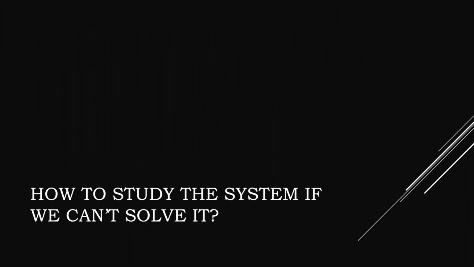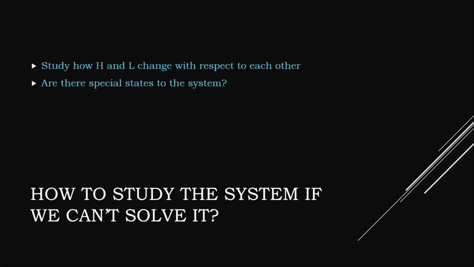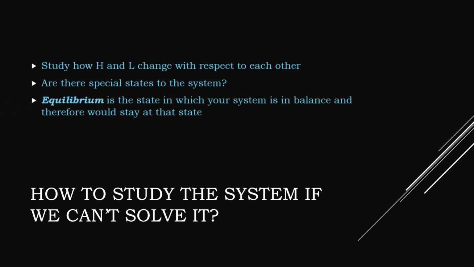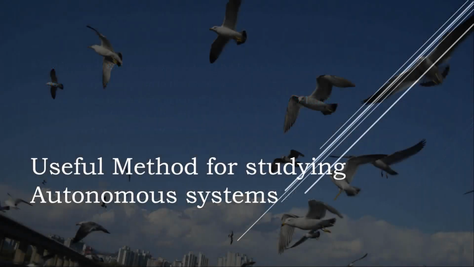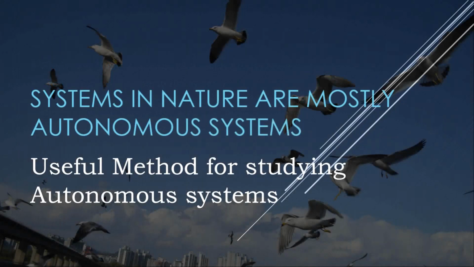Since it is difficult to study how these populations evolve throughout time, it may be easier to study how h and l change with respect to one another. One question we may immediately ask is, are there any special states to the system? One answer that you may think of is equilibrium. Equilibrium is the state in which your system is in balance and therefore would stay at that state. What does this mean mathematically? It means that derivatives are zero for equilibrium. This is a useful method for studying autonomous systems, and most of nature happens to be autonomous, which means that we can freeze time and study the system.